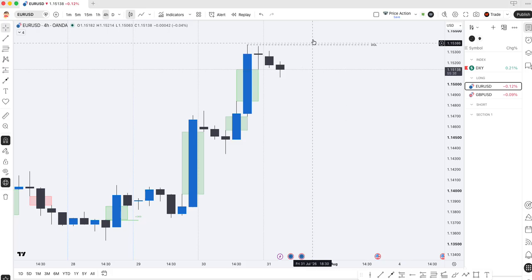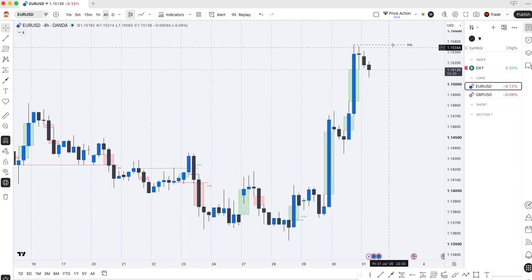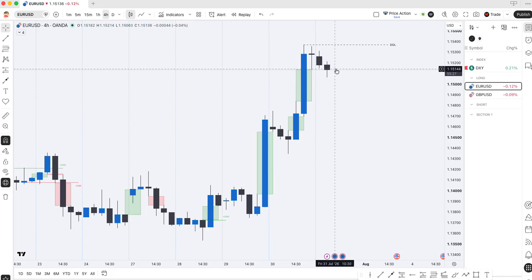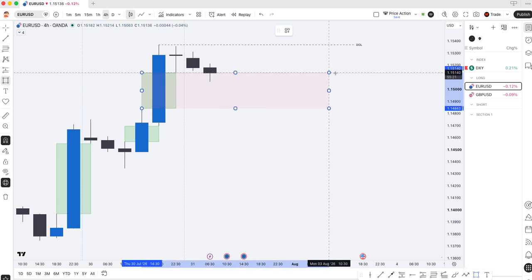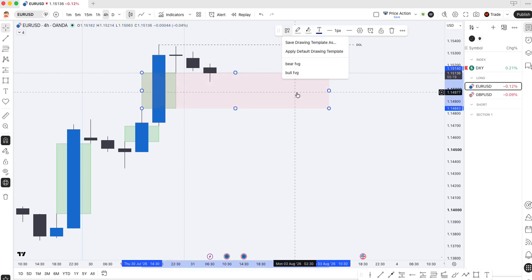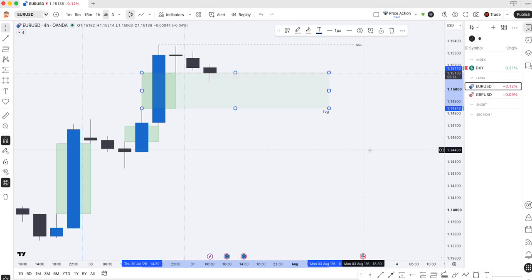I'm not expecting price to move a lot and I don't want to hold my trades over the weekend. So I'm not expecting price to go really high. I'm just expecting to enter a quick trade and then get out. So we have a drawn liquidity. We have a bullish fair value gap from where I'm expecting price to react.